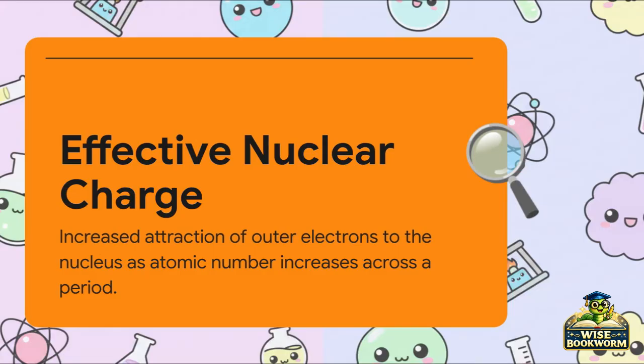Well, the absolutely crucial point here is a concept called effective nuclear charge. Just think of the nucleus like a giant magnet. As you move across a period, you're adding electrons into the exact same outer shell, but you're also adding protons to the center. So that positively charged nucleus just gets stronger and stronger, and it pulls those outer electrons closer and tighter. The magnet gets stronger, literally shrinking the atom as you move from left to right.